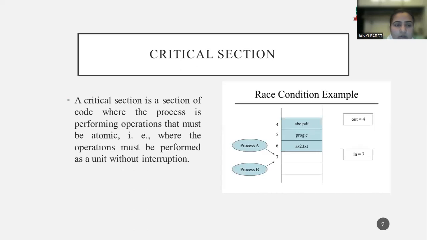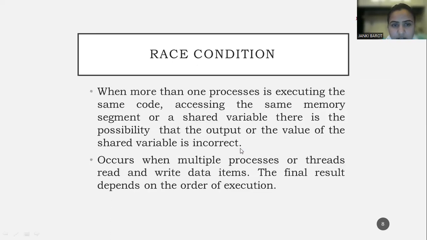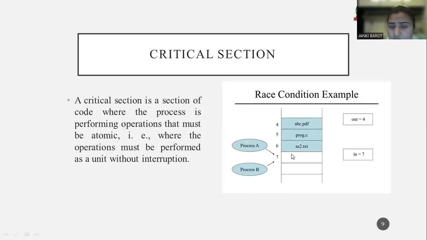Now we'll see this example. Here it has been explained that a race condition. In this race condition, there are two processes, A and B. So we can say that when more than one process is executing the same code, they are executing the same code or accessing the same memory segment, which is shown here.